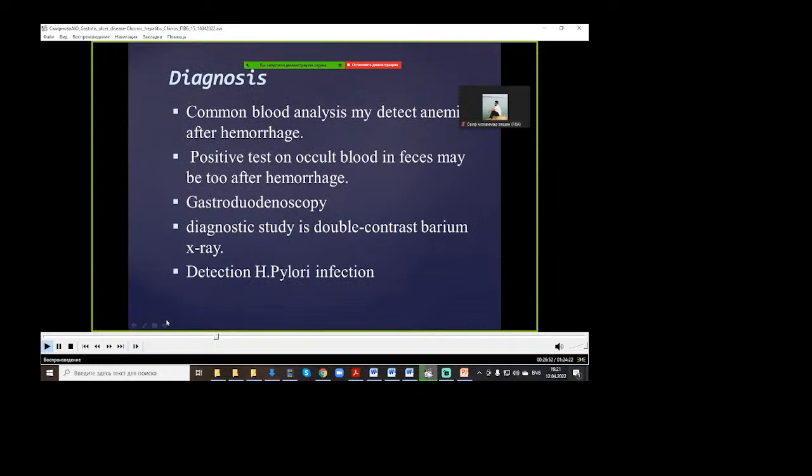Diagnosis. First, a complete blood count may show anemia after bleeding. A positive test for occult blood in feces may be found after hemorrhage. The main method of diagnosing is gastroduodenoscopy. We also may use double contrast barium X-ray in some cases. And of course, we need detection of Helicobacter pylori infection, because the main causative factor of ulcer disease is Helicobacter pylori infection.